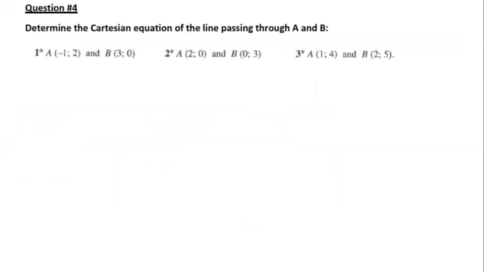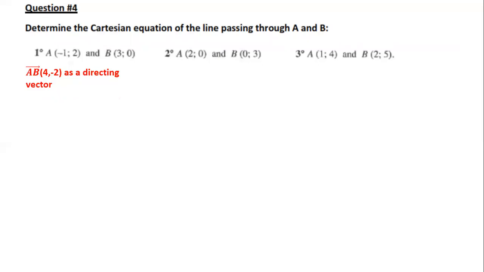Let us continue. Now in question number 4, I need to determine the Cartesian equation of a line that passes through 2 points, A and B. So very easy steps. The first step is to find the vector AB as a directing vector.